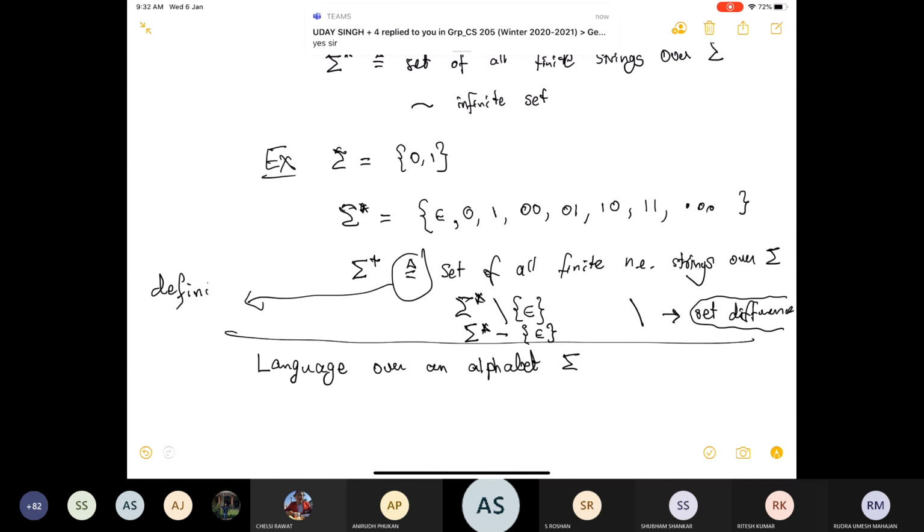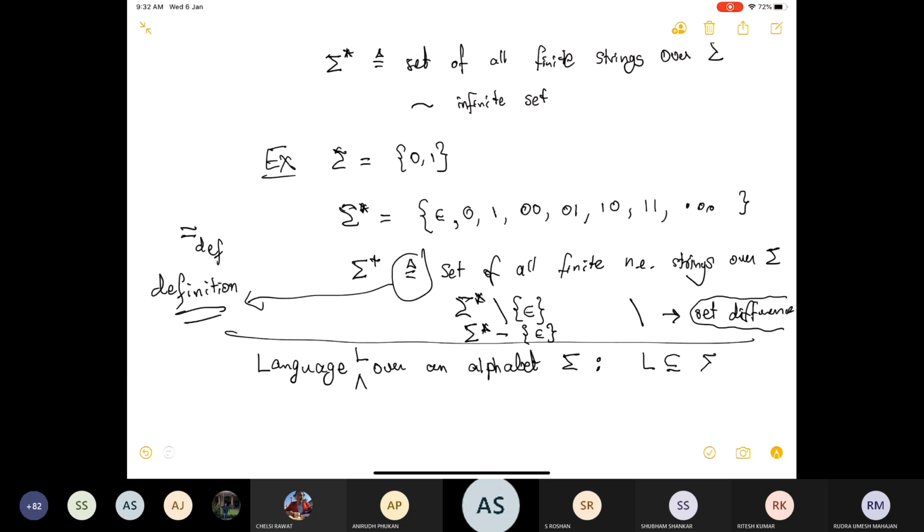This is just a definition. Some people write something like this. Okay. So what is a language over an alphabet? A language L over an alphabet sigma is just a subset of sigma star.